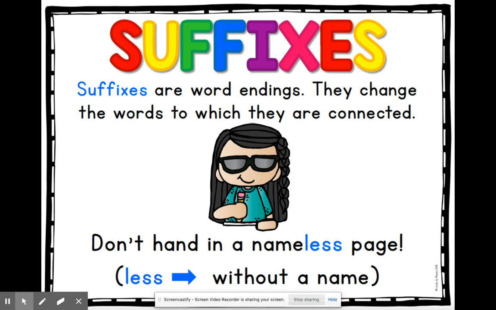you have a slightly different meaning. So less means without. If less is attached to the base word name, that means without a name. We are going to work hard today on reflecting and remembering common suffixes we have learned in previous lessons, and also we're going to be introduced to some new ones. Then we're going to look at suffixes within literature and find some common suffixes within a reading passage.